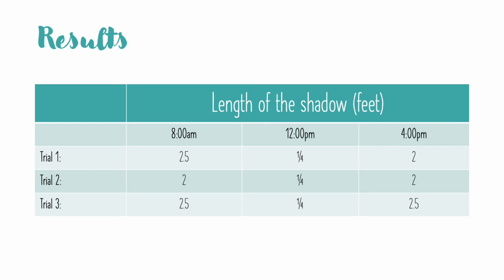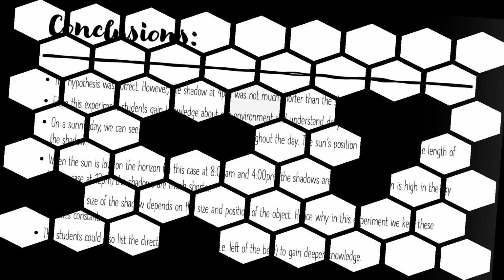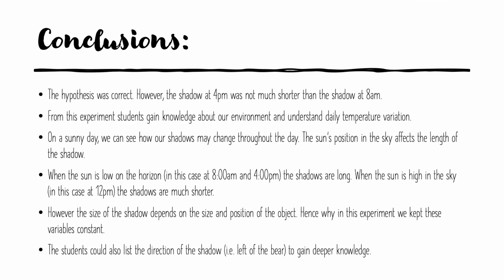As you can see, at 8 a.m. it had the longest shadow, 4 p.m. had the next longest shadow, and at 12 p.m. it had the shortest shadow. In conclusion, the hypothesis was correct. However, the shadow at 4 p.m. was not much shorter than the shadow at 8 a.m.